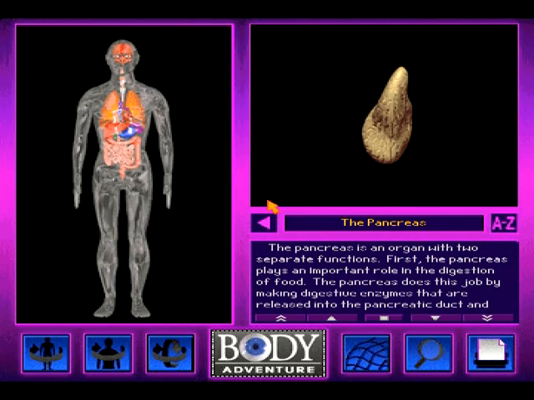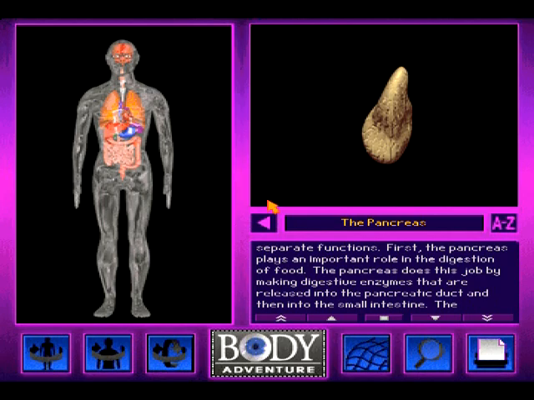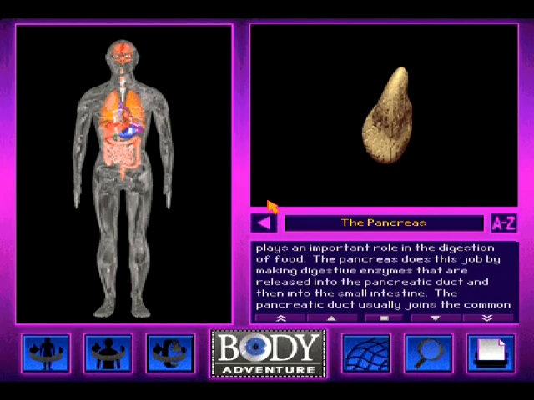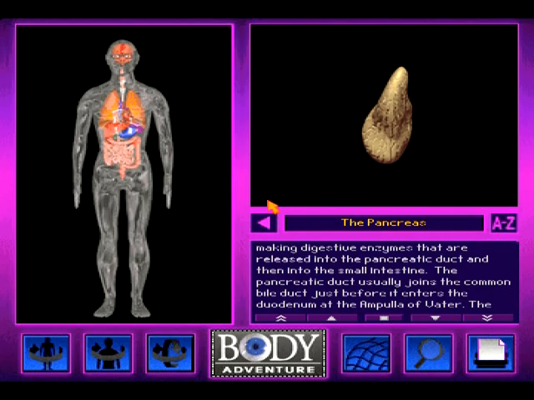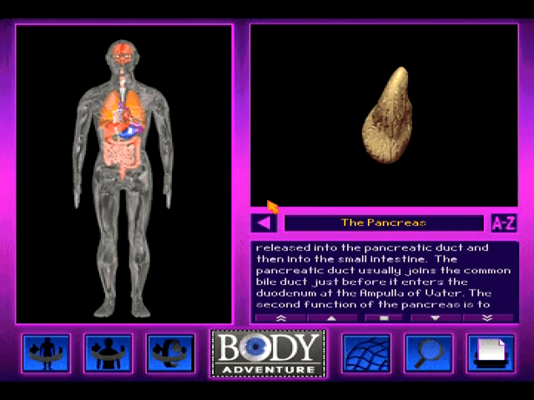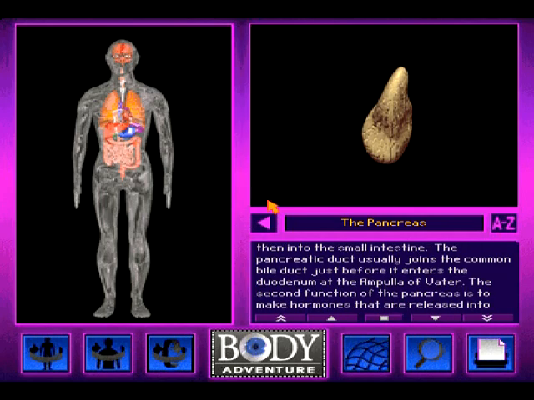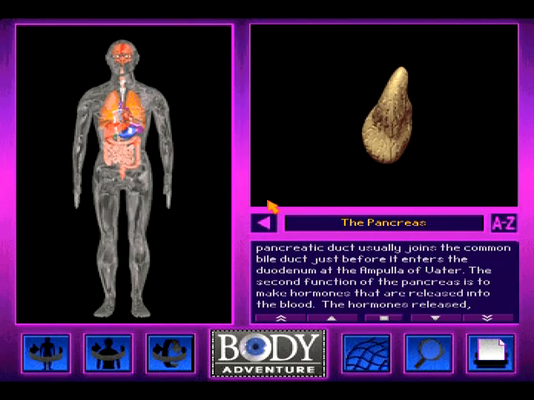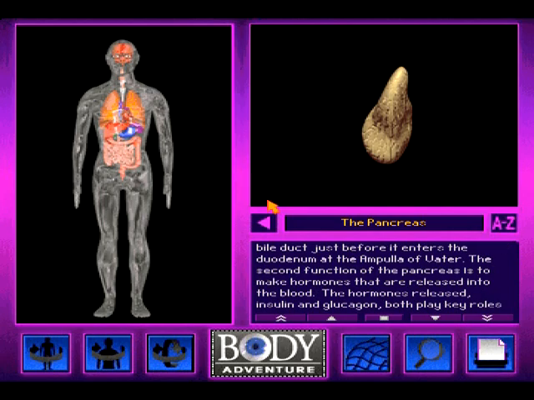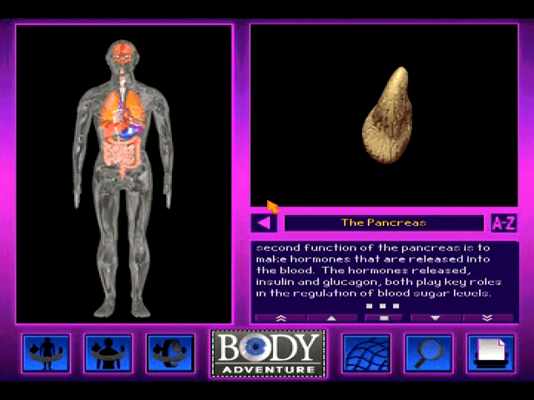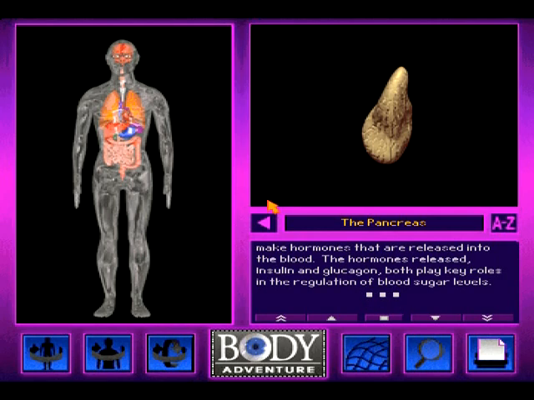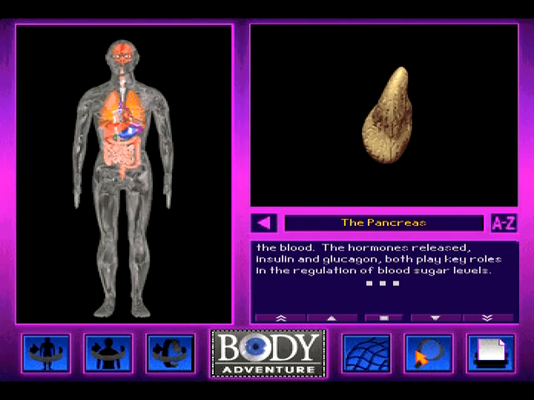The pancreas does this job by making digestive enzymes that are released into the pancreatic duct and then into the small intestine. The pancreatic duct usually joins the common bile duct just before it enters the duodenum at the ampulla of Vater. The second function of the pancreas is to make hormones that are released into the blood. The hormones released, insulin and glucagon, both play key roles in the regulation of blood sugar levels.